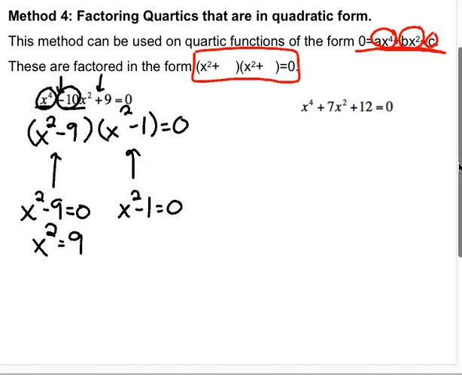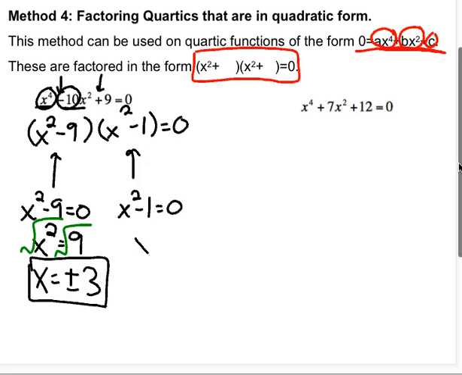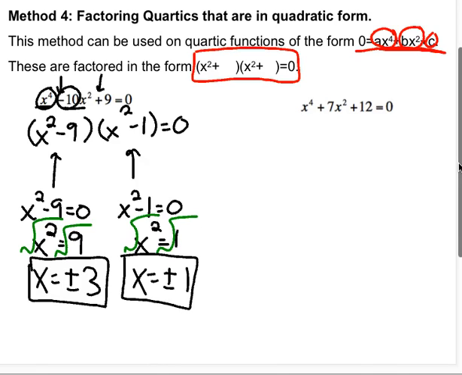I can add the 9 over. Then when I go to square root both sides, remember you always end up with that plus and minus. So here I get a plus and minus 3. Then on this side, when I add the 1 over and I go to square root it, I end up with plus and minus 1. So notice for these quartic ones, I'm getting 4 solutions, plus and minus 3 and plus and minus 1. And that's going to be the basis for all the ones that we're factoring today. You're going to be getting 4 solutions from this factoring process.